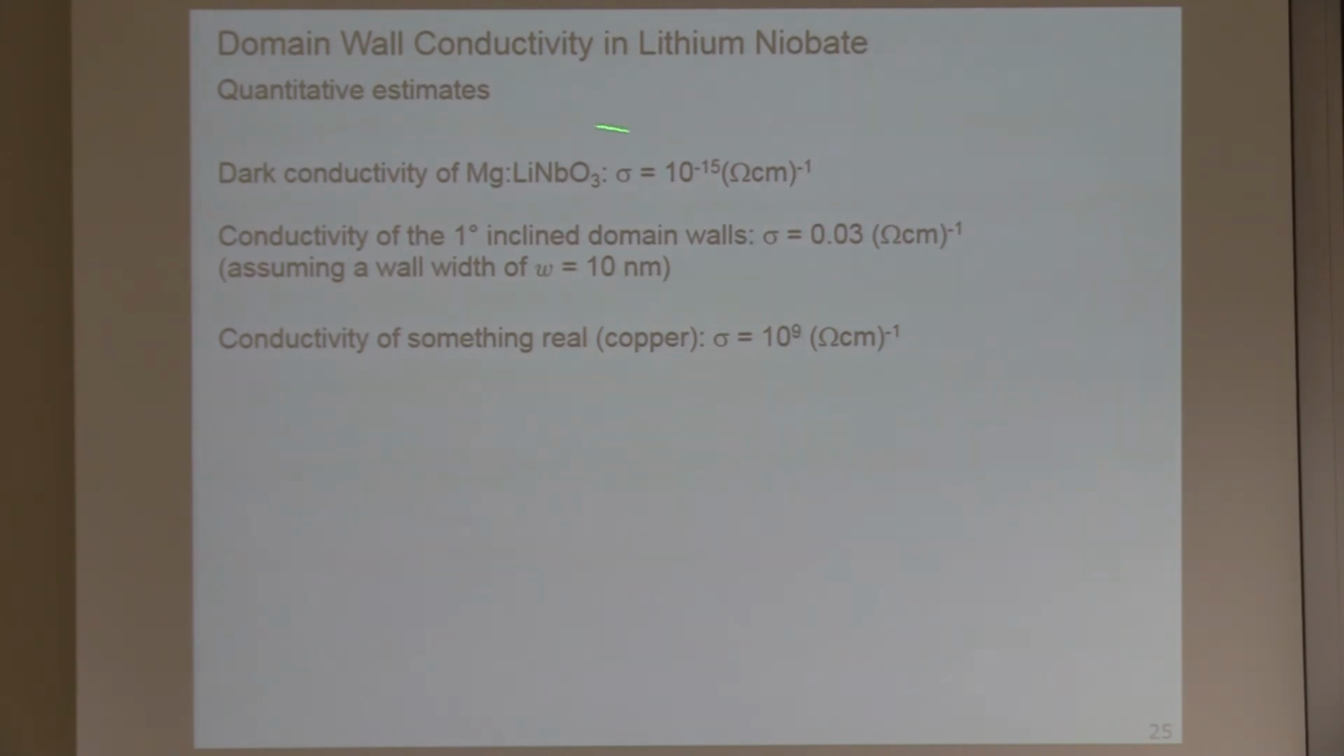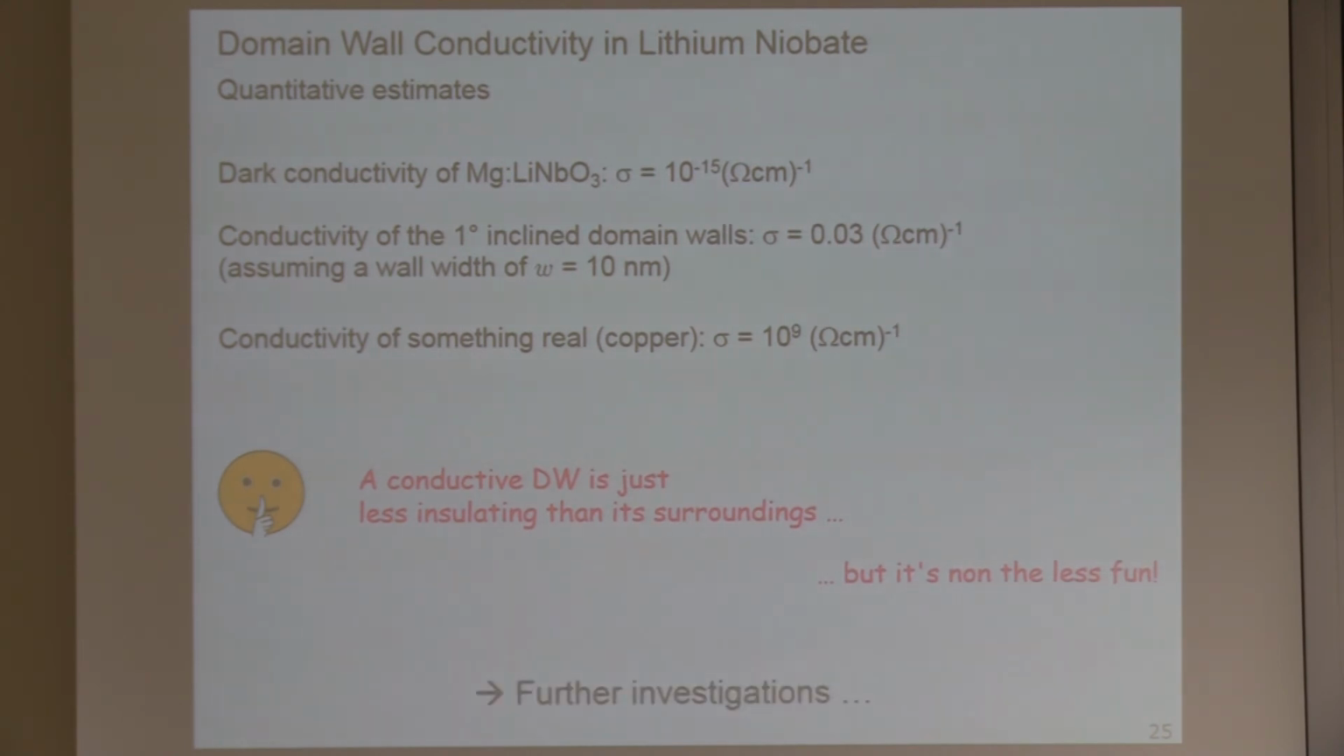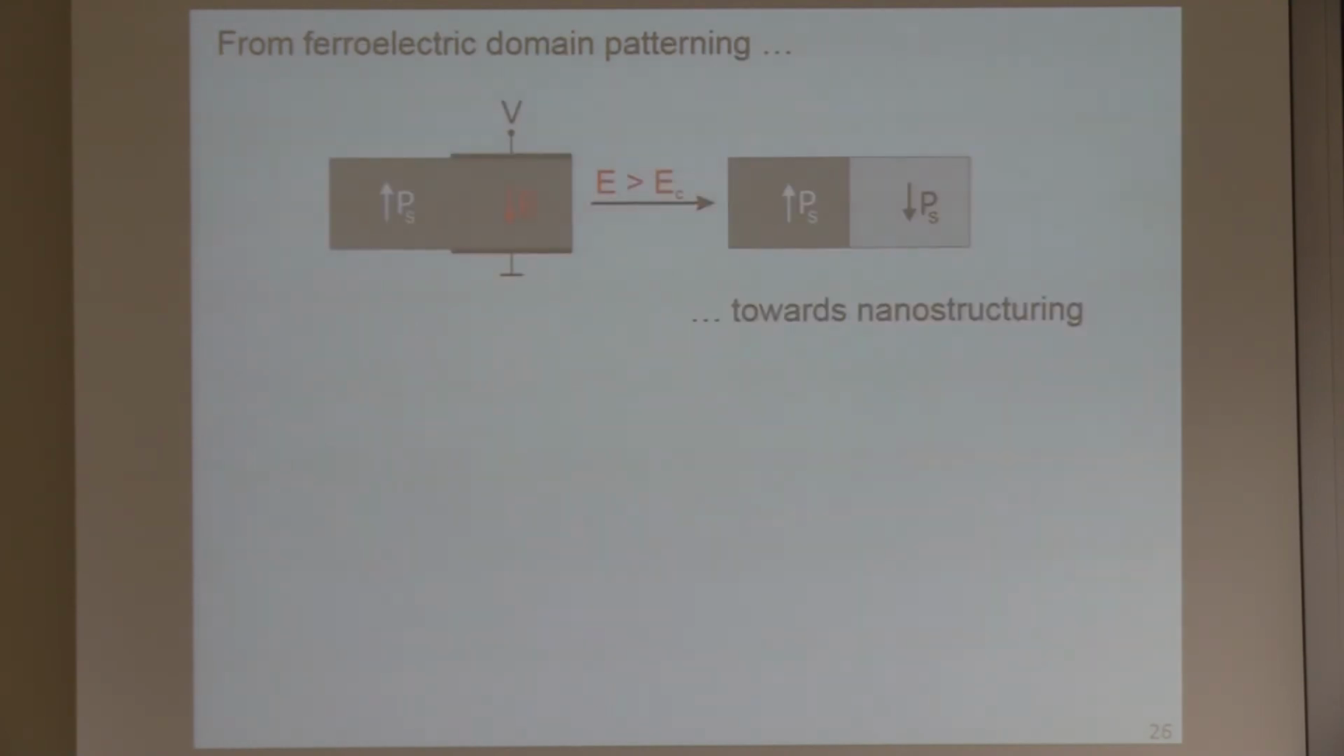The dark conductivity of the material is 15 orders of magnitude smaller, but the real material, so-called copper, a so-called conductor, is something different too. So again, I fully agree that the domain wall is less insulating than the surrounding, but it has nothing to do with conductivity. It's not really understood what happens at the domain wall, so it makes sense to go for further investigations. I'm coming pretty shortly to the very last part, a couple of three slides.